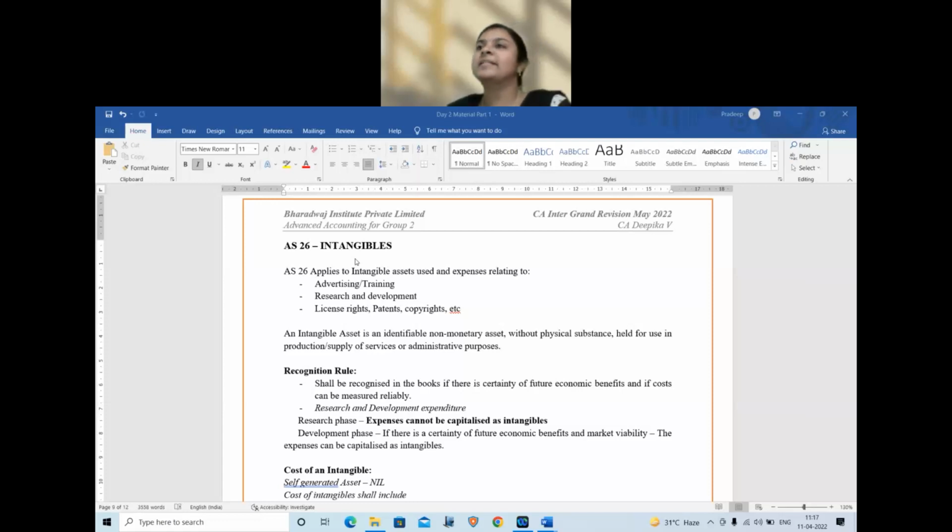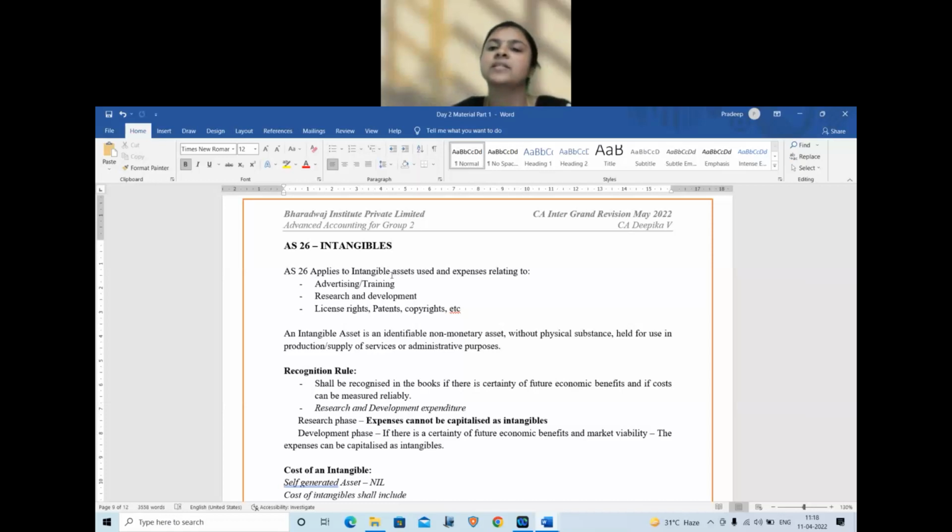AS 26, intangibles. So what are intangibles? They are assets which are non-monetary in nature, without physical existence or physical substance, and they are held for use in production or supply of goods or services or for administrative purposes. So same assets definition, the only point is that they are without physical substance.